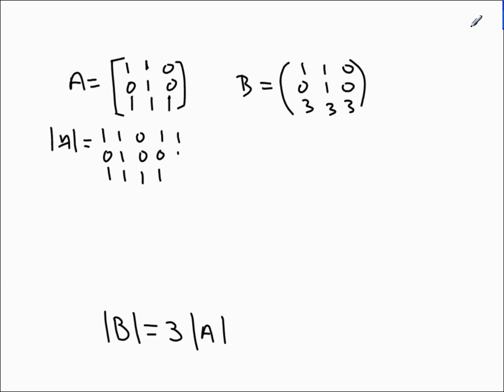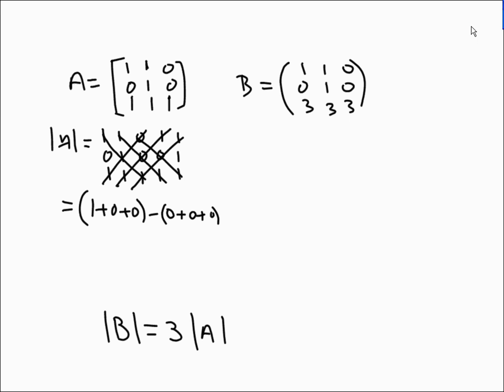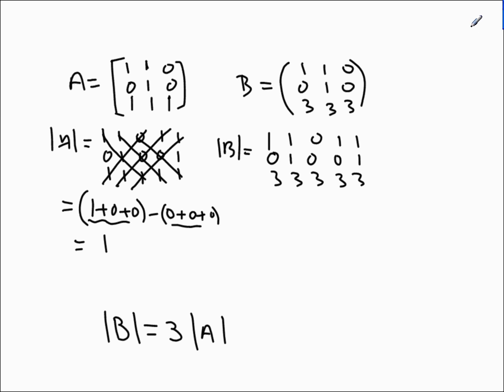Repeat, repeat. We get 1 plus 0 plus 0. Well, that's 1. Minus 0 plus 0 plus 0. Interesting. So it's just 1 minus 0, or 1. This one should be 3. 1, 1, 0. So the determinant of B is 0, 1, 0, triple 3. Repeat the first 2 columns and see what you get.